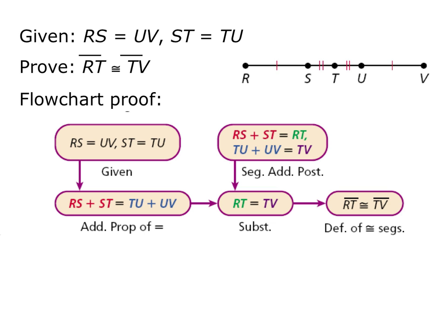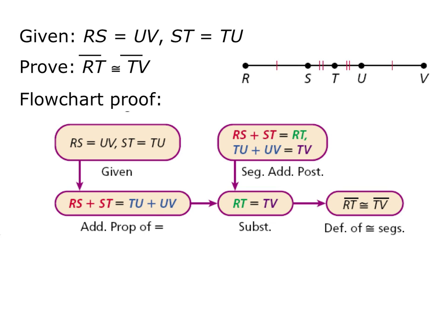And TU's length plus UV's length will be TV. Now, why did we do that? That idea and what's over here, notice together, substitution will create this. Now, how did they substitute? How did they put this and this together?